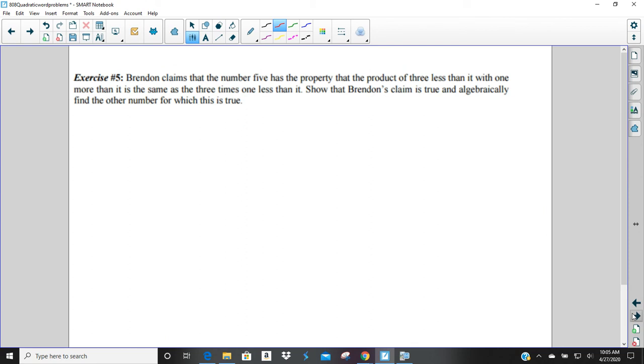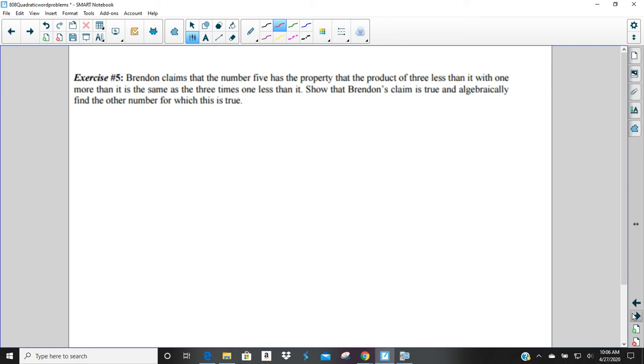Okay, so this one is a little combination of some math and then some number sense and then a word problem. They want us to prove how to find the other number. So Brendan claims that the number 5 has a property that the product of 3 less than it with 1 more than it is the same as 3 times 1 less than it. Okay, so let's see what we need to do here. So let's use the number 5 in this problem.